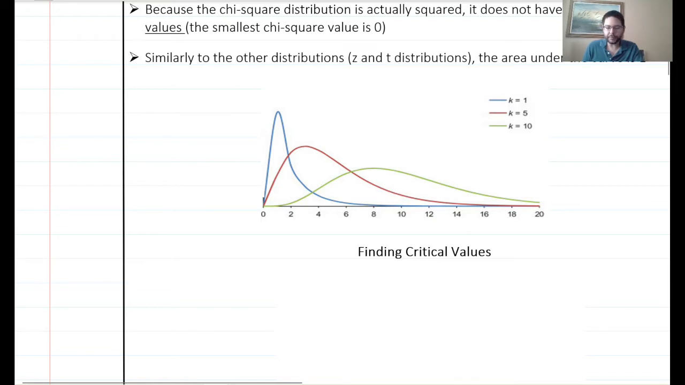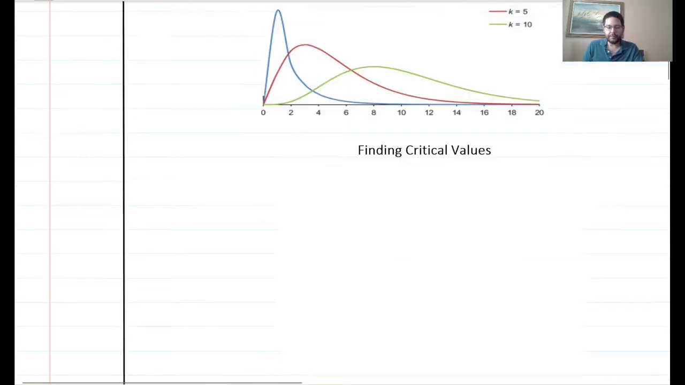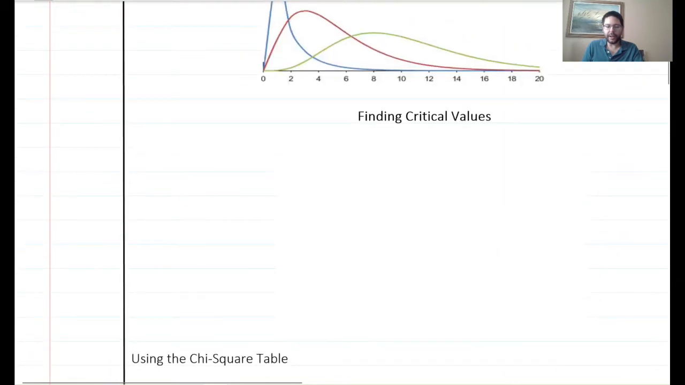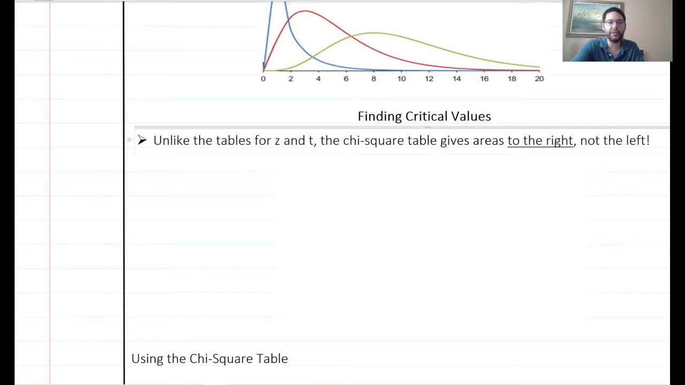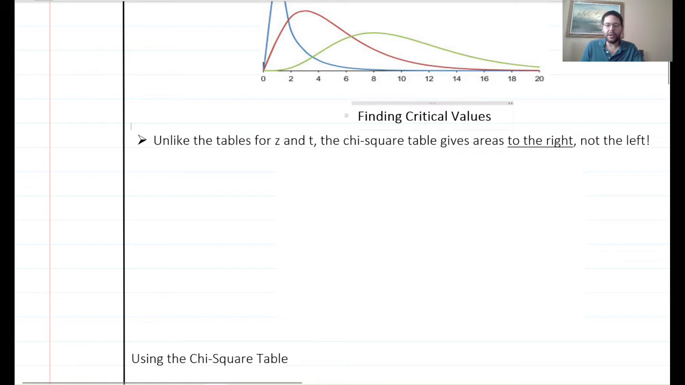All right. So now how do we find the critical values for chi-square, just like we normally do for the other curves? Well, unlike the tables for z and t, the chi-square table gives you areas to the right, not to the left. The z chart actually gives you the areas to the left, right? So we have to be careful with this because it's opposite of what we might think.